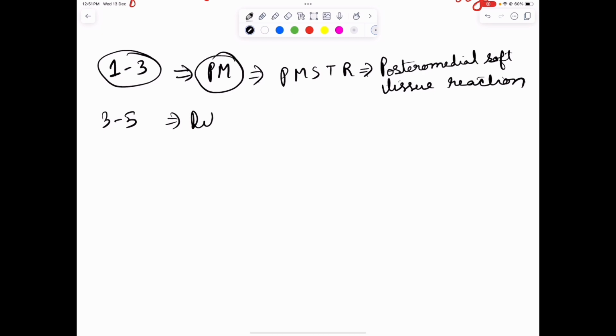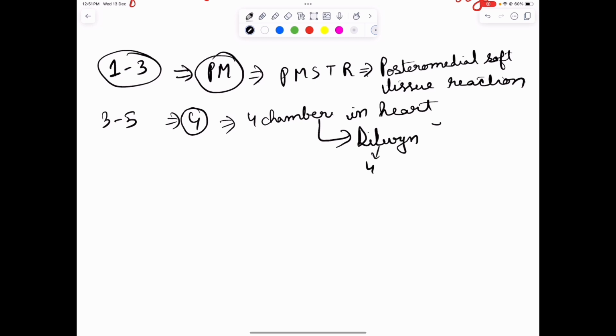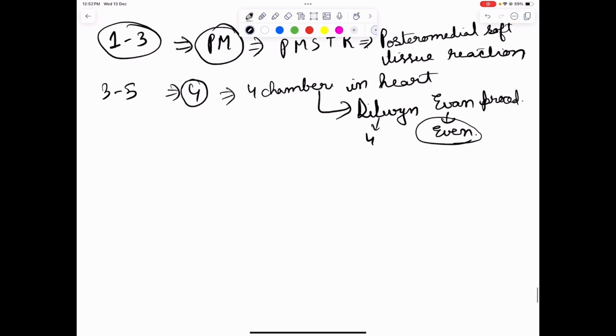Between 3 and 5 the number 4 comes, and we know that there are 4 chambers in the heart. So it would be Dwyer... Dillwyn Evans procedure. Dillwyn, that is, you are winning the 4 chamber. Evans, that is the even number, that is 4 procedure. Now we move on to 5 to 8 years, and it is Dyer's osteotomy.